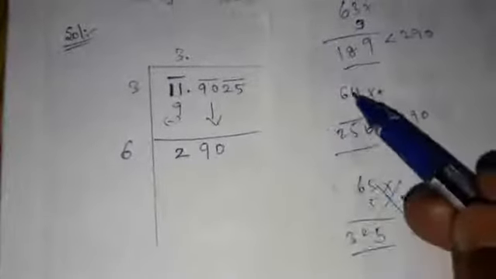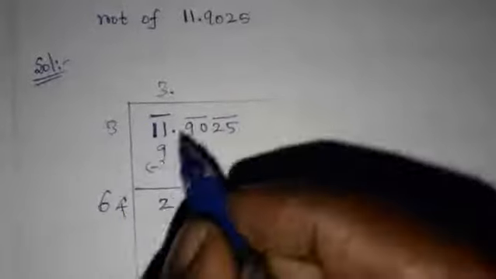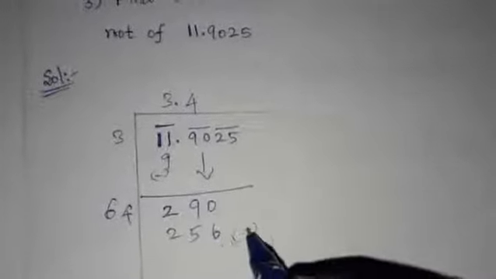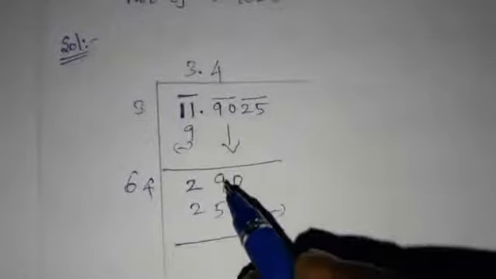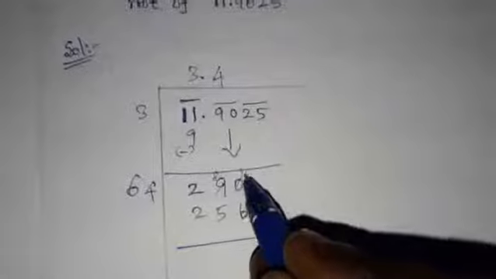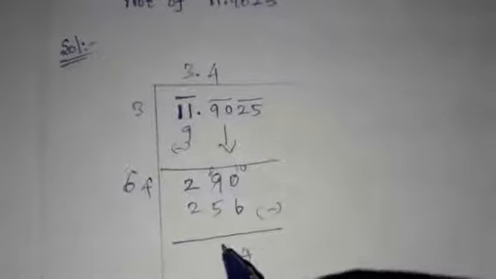So we can get the number 4. We have to write the number 4 here and in the quotient also. 4 4s are 16, remaining is 1. 4 6s are 24, 24 plus 1 equal 25. Then we have to subtract this number. We cannot subtract 6 from 0, so we are going to borrow from 9. It will become 8, and the 0 will become 10. 10 minus 6 equal to 4. 8 minus 5 equal to 3.